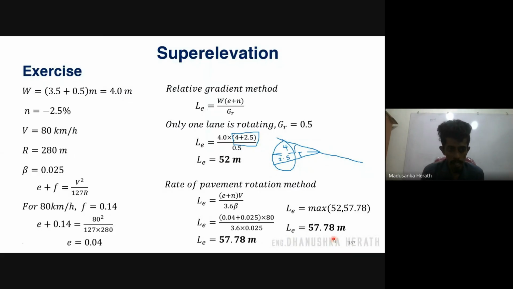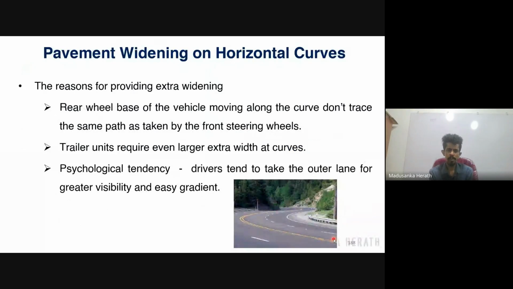Right. Next, the pavement widening. Right, pavement widening is something, a small thing, right? So if we think about a long vehicle, when it takes a horizontal curve, then the rear wheels are not coming in the same path as the front wheels.